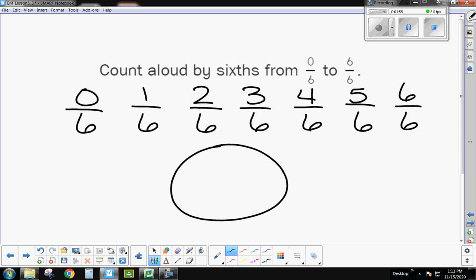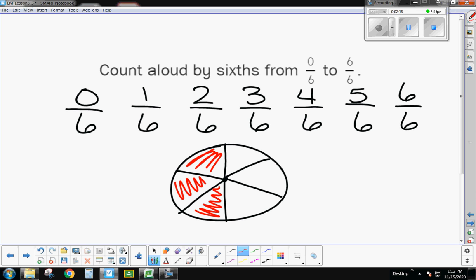I'm going to divide my circle into sixths. I like to divide it into thirds first, and then divide each of those thirds in half to make my 6 pieces. All right, so let's skip count again. 0/6, 1/6, 2/6, 3/6, 4/6, 5/6, and 6/6.